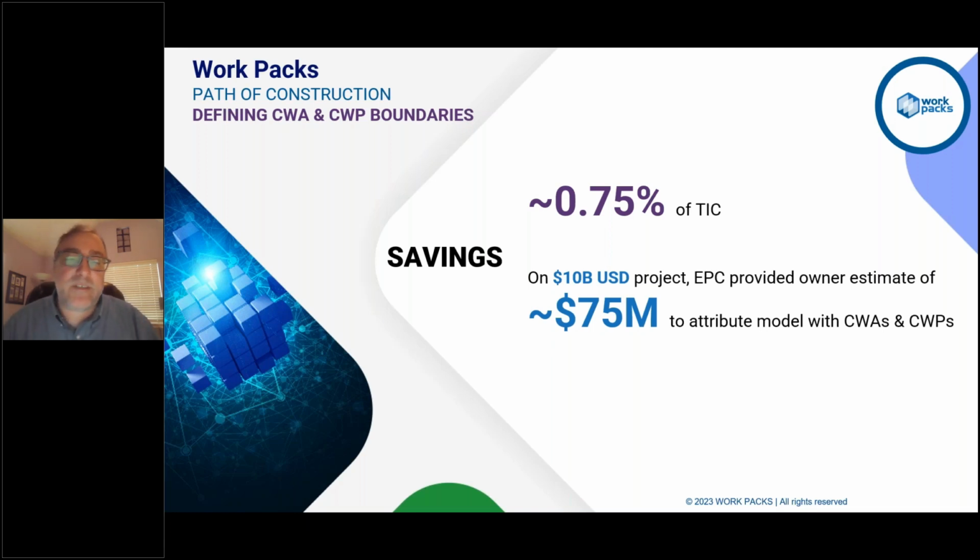Right, so this is a cost savings example. In one EPC that was working on a $10 billion TIC related project, it was estimated at $75 million to attribute the model with CWAs and CWPs at this level. So about 0.75% of the TIC. That was able to be accomplished in about 2 days by loading up the various engineering materials within the tool and automating that process, right?